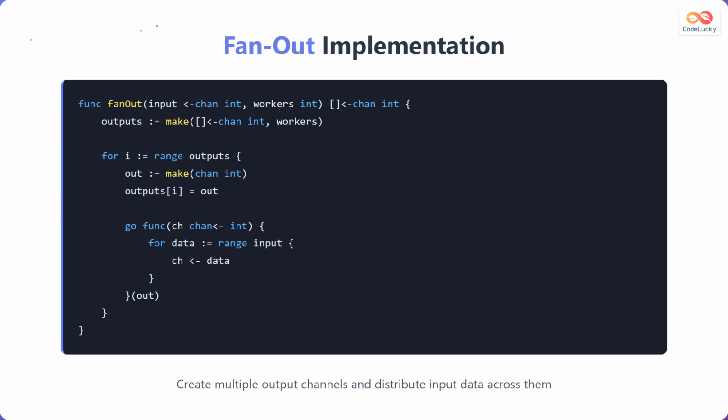Next, we launch a new goroutine that ranges over the input channel. For each data received from the input channel, it sends that data to the out channel. Finally, we return the output slice, which contains all the receive-only channels.